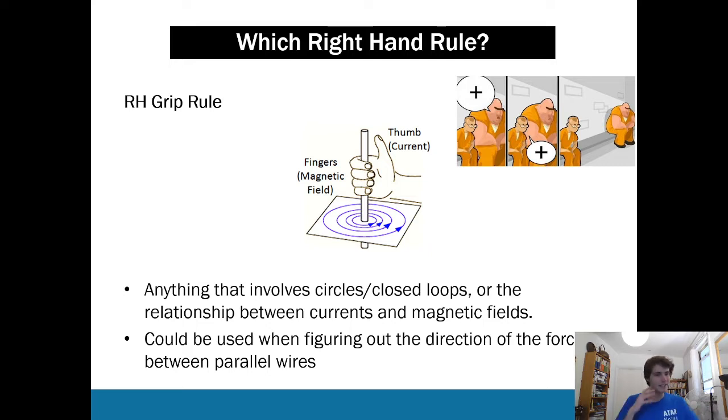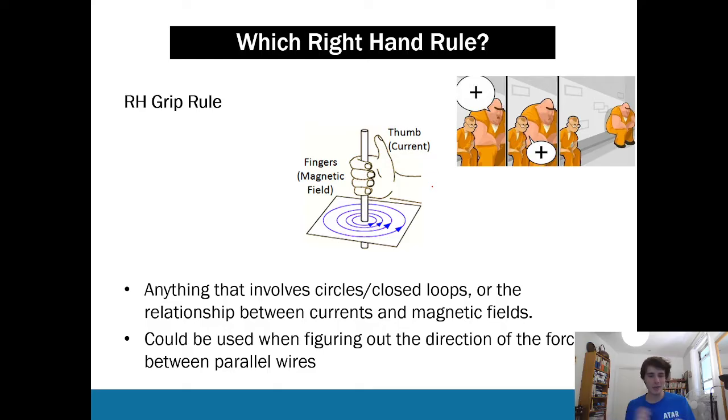The right hand grip rule shows you the relationship between a current in a conductor and a magnetic field, or vice versa. The really great thing about the right hand grip rule is it's reversible, right? Your thumb can represent current and your fingers the magnetic field, or vice versa. There's not necessarily one direction that you have to go in. It's really great for anything that involves a circle, a closed loop, or any kind of relationship between currents and magnetic fields. You could even hypothetically use it to figure out the direction of a force between two parallel wires.